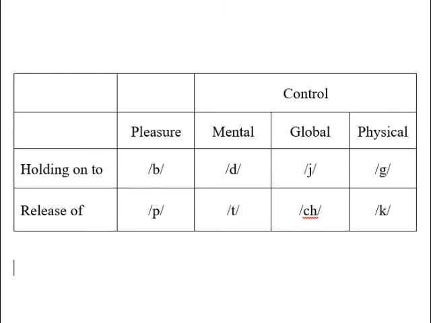And the middle portion of the tongue, the ja and the cha, that's control of something that I would call global control. So we have control that's not just an idea and it's not a physical thing, but it's something that controls something global. And the ja is holding on to that control. And the cha would be releasing it. Okay, here's a chart that shows those 4 pairs of stop consonants and their emotional valences.